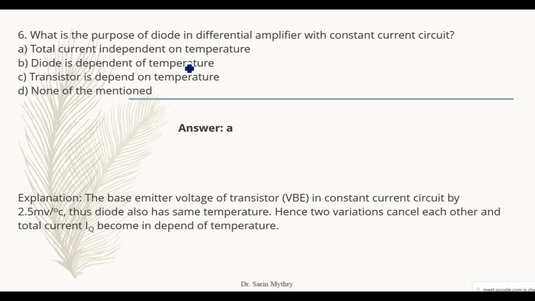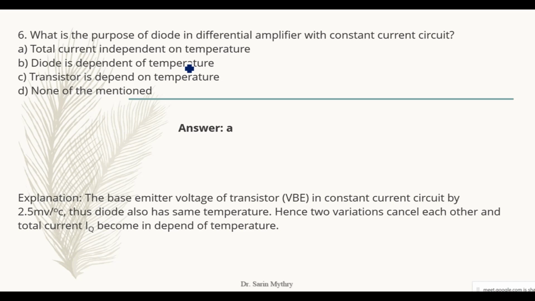So now here, why are we using a diode? Because we know that the diode is a unidirectional device, and it is also independent of the temperature. So ultimately the total current present over there will be independent of temperature. Why is it independent of temperature? Because the current is not varying. When the current is not varying, the temperature also will be constant.